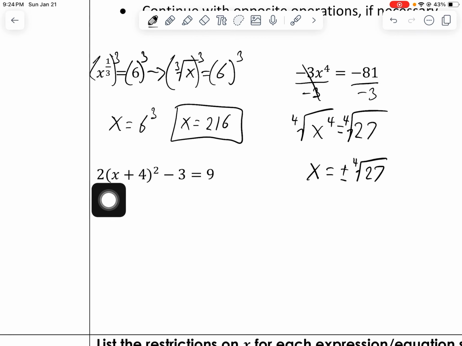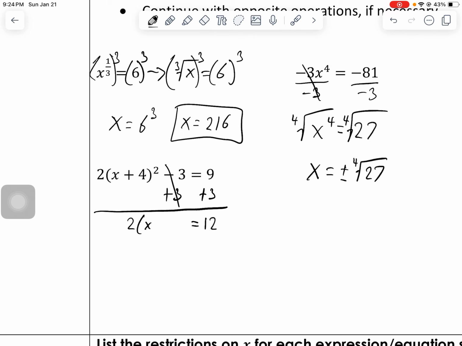Last one here, this is the one where you want to isolate the parentheses, get the x plus 4 by itself. So we do the reverse order of operations. So I would add 3 to give us 12. We'd have 2 times x plus 4 squared. Then we would divide by 2. Now we have the parentheses isolated, which has our variable.